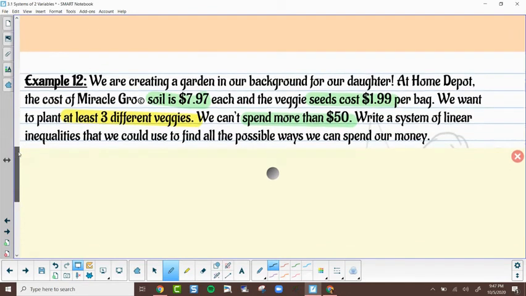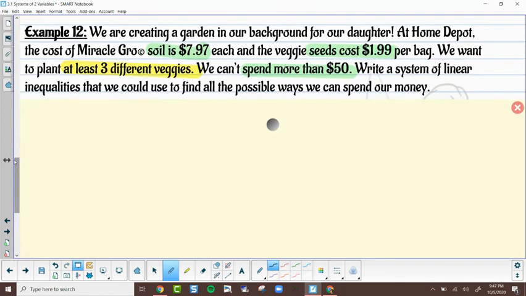So here we're going to take a look at an inequality because I'm looking at soil, which is $7.97 per bag, and veggie seeds are $1.99 according to the local Home Depot that I Googled real quick. So it says we want at least 3 different veggies and we can't spend more than $50 on this garden. So I'm looking for all the possible ways that I could spend my money. Give me all the possibilities.